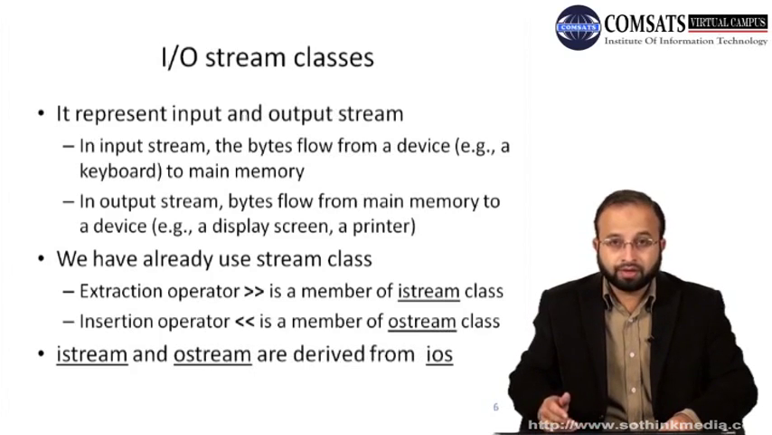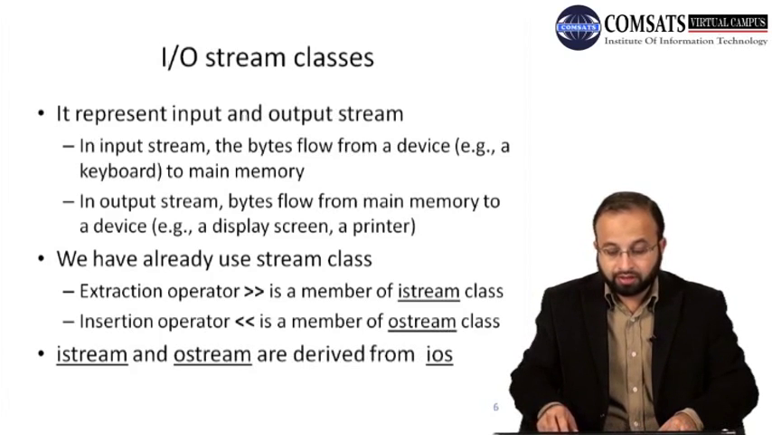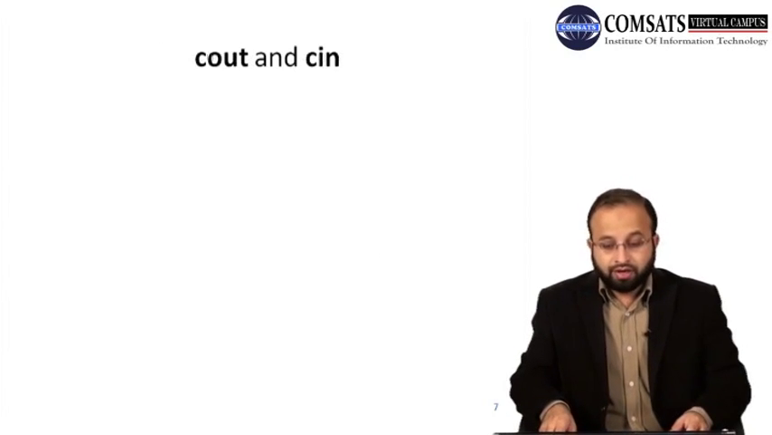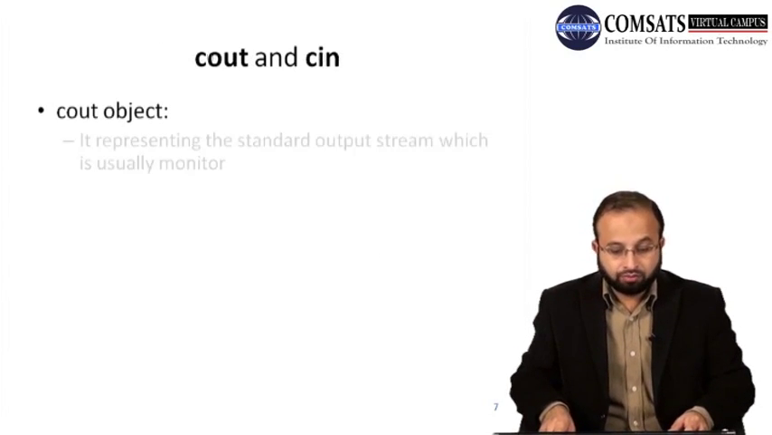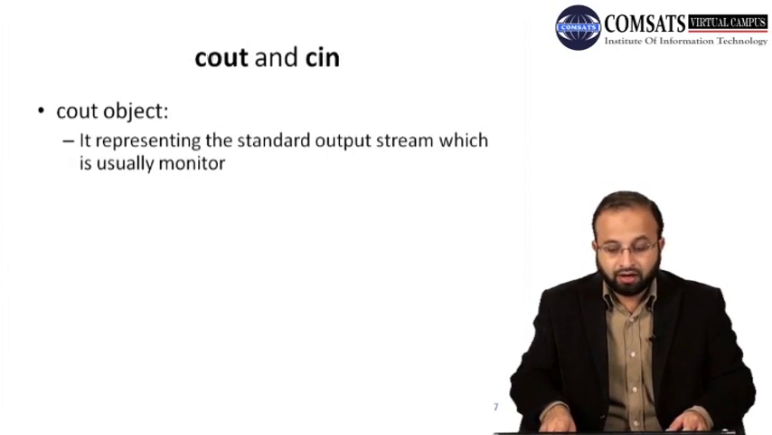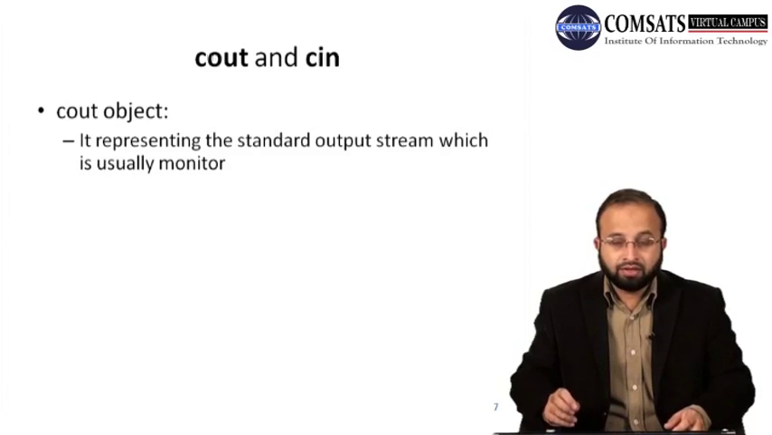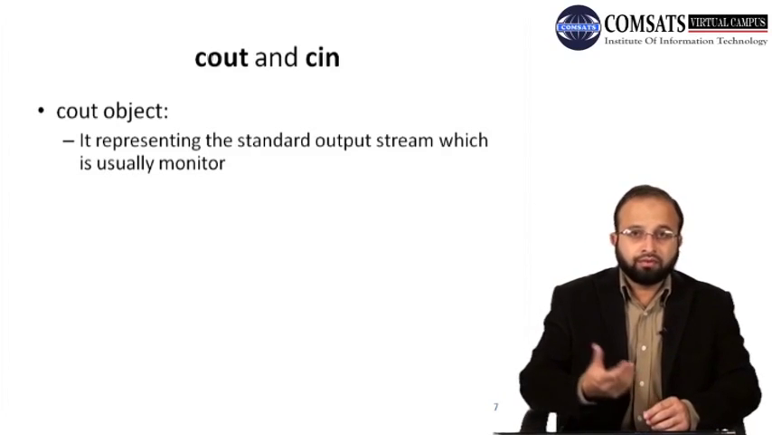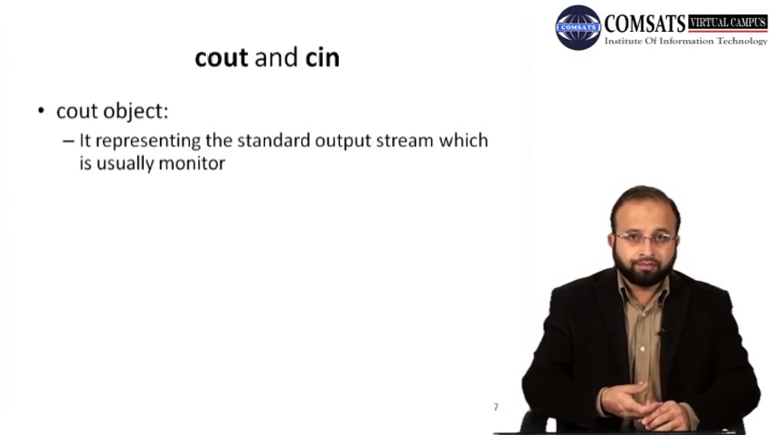So we can use these operators with the object of that class. The object of the istream class is cin, and of the ostream class is cout. Now, the cout object represents the standard output stream, which is usually the monitor. That means everything we pass on to the ostream using the cout object, we insert the value of a variable or a string.